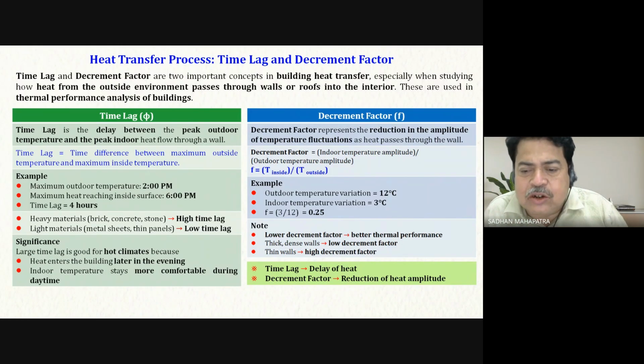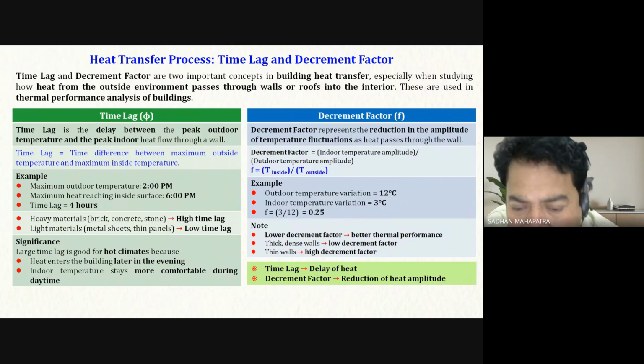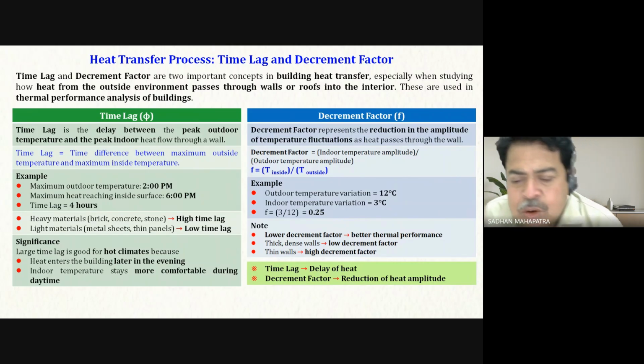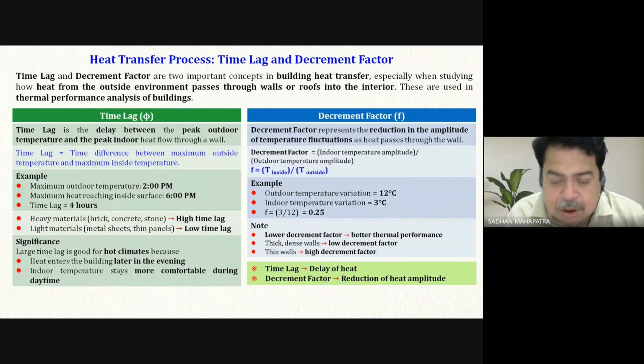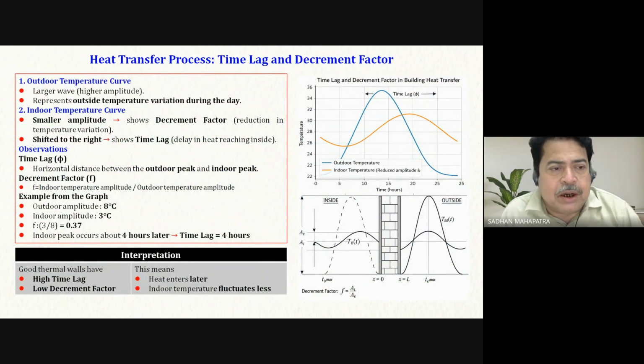Thick or dense walls provide you a low decrement factor. If it is a thin wall, it is a high decrement factor. So basically the time lag is a delay of the heat. Decrement factor is a reduction of the heat amplitude. And these two factors are very important when we look at the design of the wall. Because in a hot, humid climate, our target will always be how you can have a higher time lag. So decrement factor and the time lag are important in the design of a building wall.